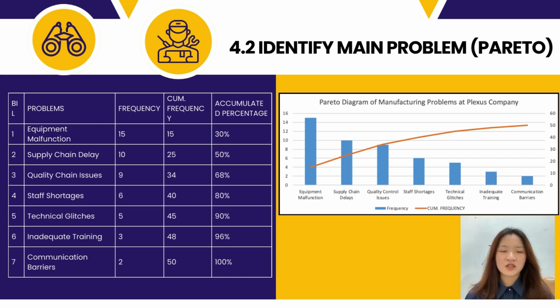Technical glitches accounted for 8% of the problems, representing challenges that disrupt the manufacturing process. These technical glitches prevent the seamless operation of machinery or technology in the production process, causing disruption, delays, or reduced quality.